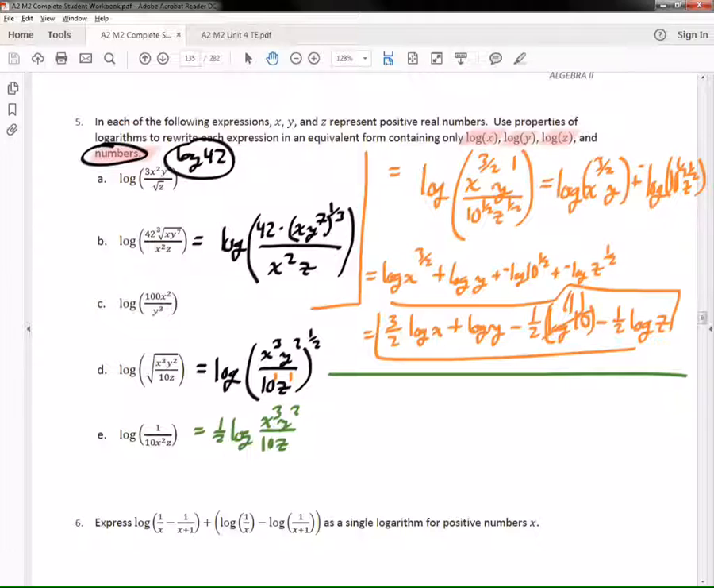Alright, so let's do it to it, people. So let's get rid of this division right here, and that 1/2 stays with that log. So we have 1/2 log of x to the third y squared plus, no, I'm sorry, it's division, right? Yeah. Minus 1/2 log of 10z.